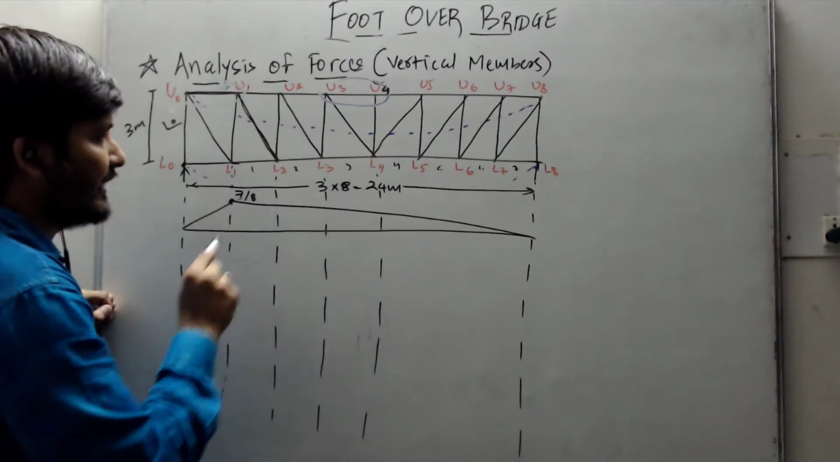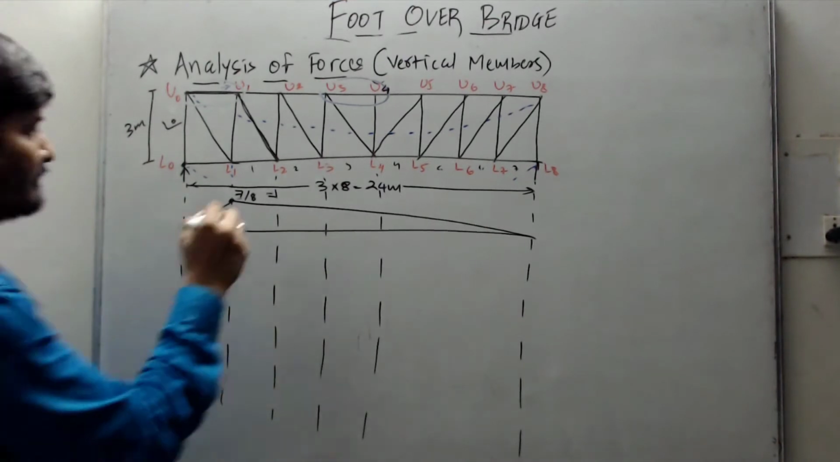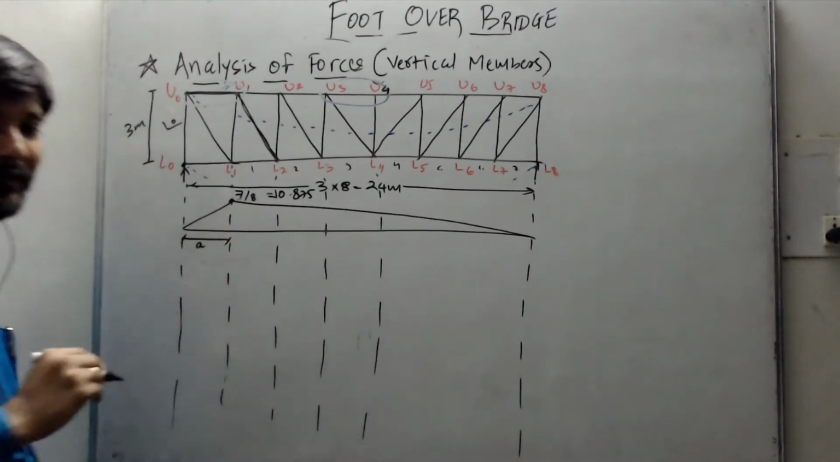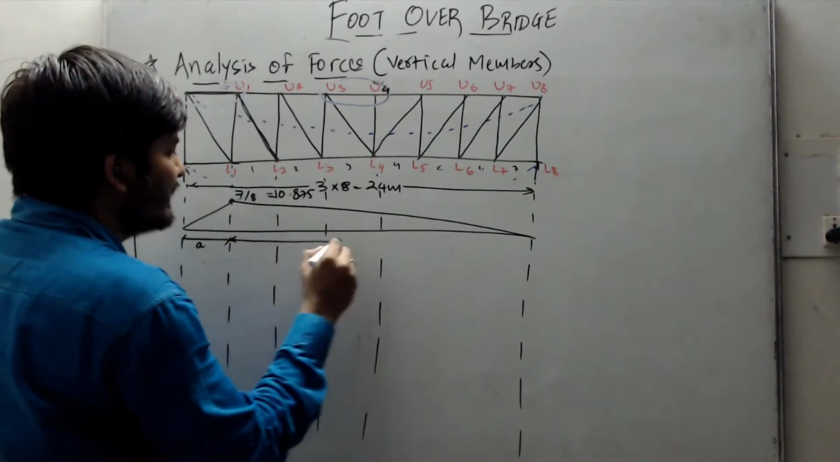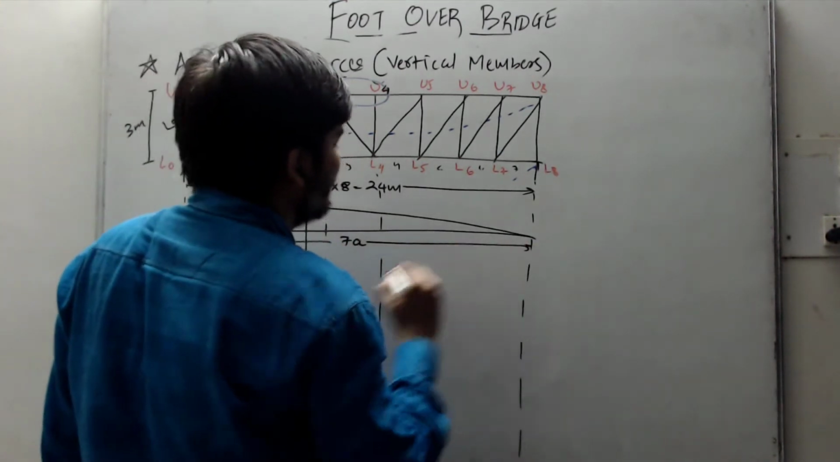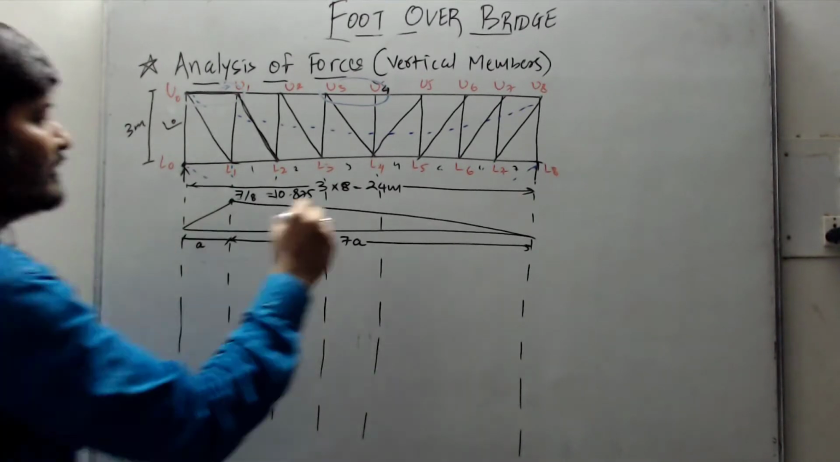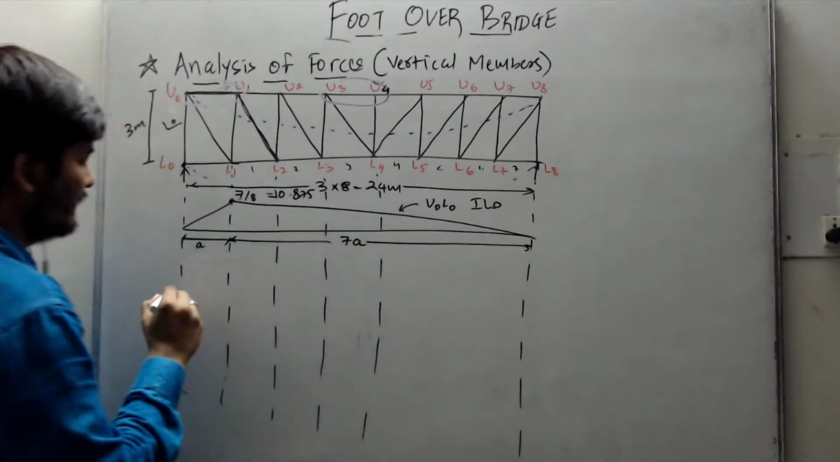So we'll get this value, 7 divided by 8, that is 0.875. This is my A value, and the remaining is 7A. This is how you get that value. So this is for u0 l0. Next let us do the same process for u1 l1.